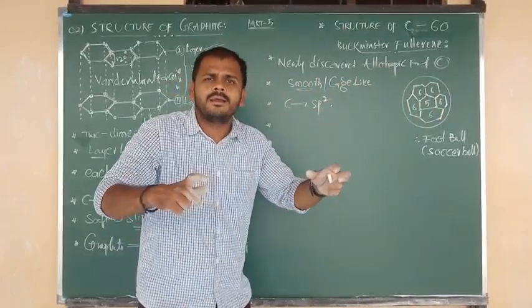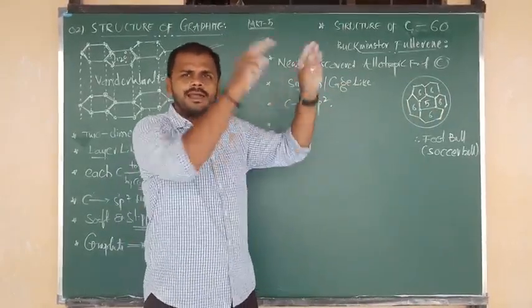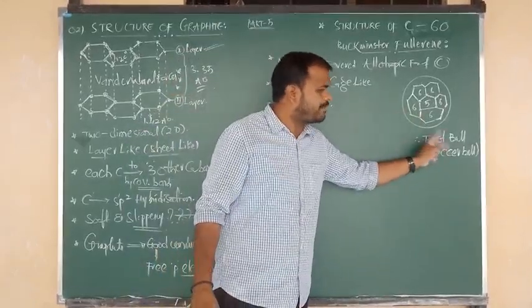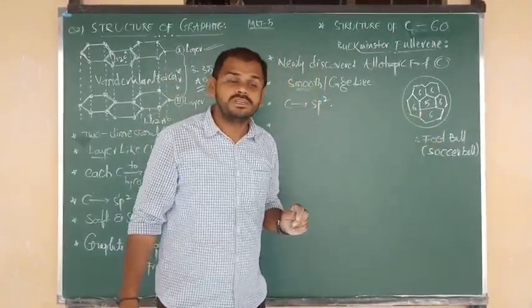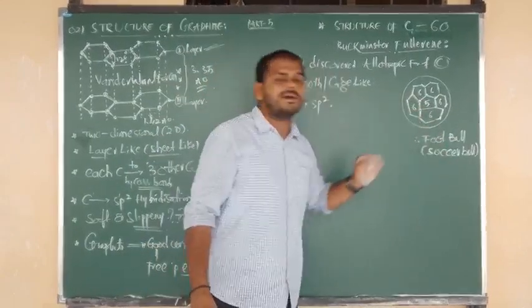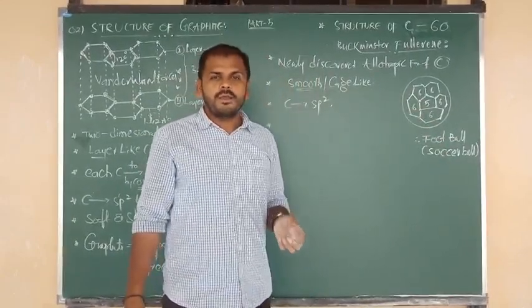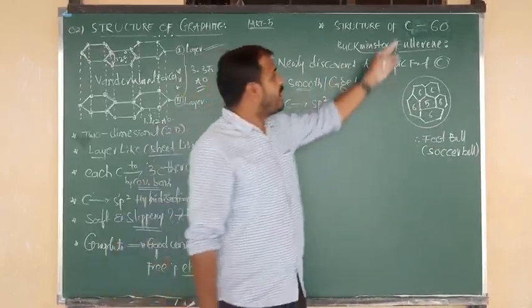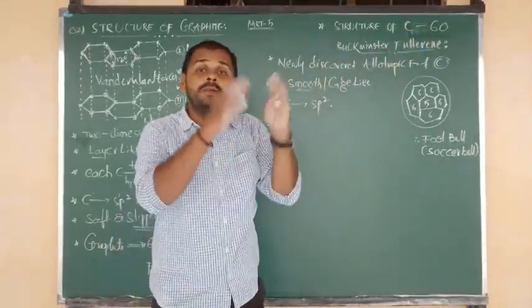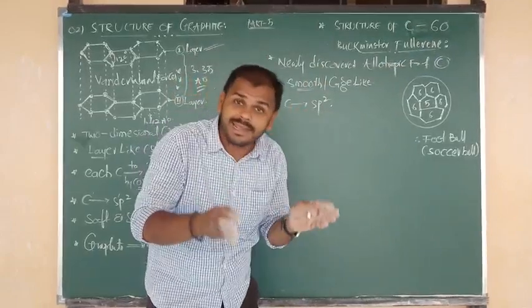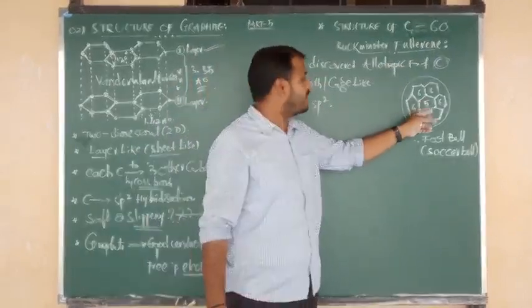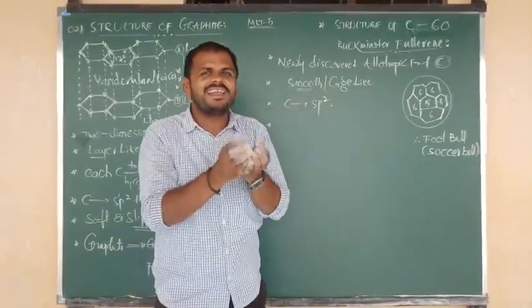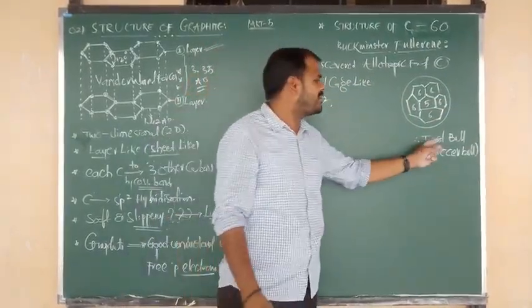So around a 5-membered ring there should always be 6-membered rings. In that manner, all 60 carbons are arranged in a round shape, and finally we get the shape. The shape is football shape, and also we can say soccer ball shape. So how are the 60 carbons arranged in fullerene? All 60 carbons are arranged in a particular manner: around a 5-membered ring there will be an arrangement of 6-membered rings. In that manner, finally, we get a shape that is nothing but football, or soccer ball.